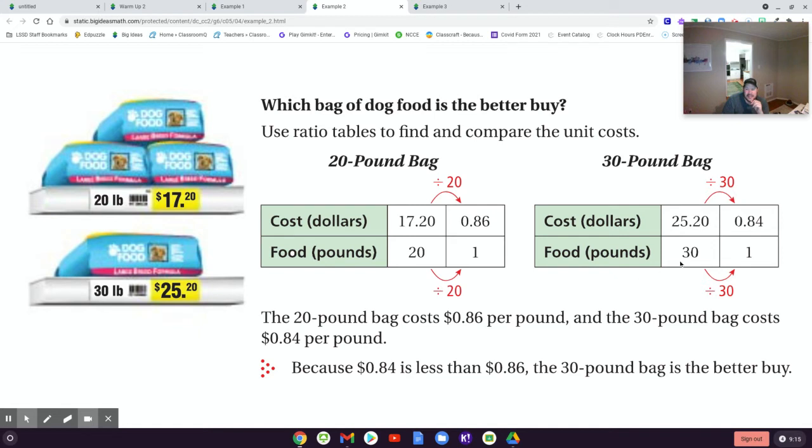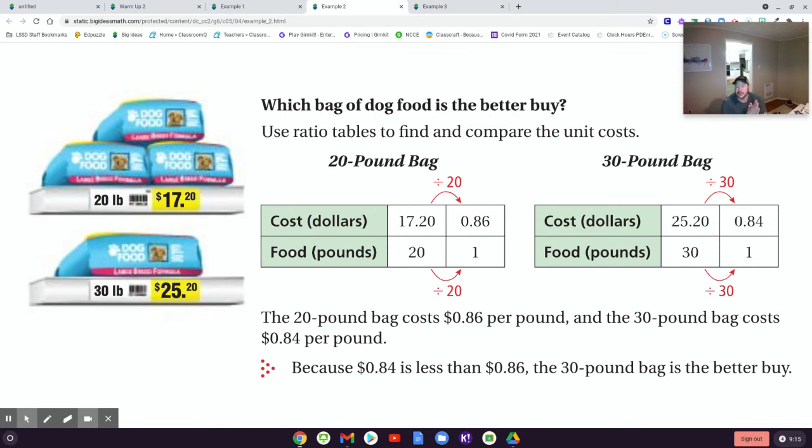This 20 and this 30 could both easily be turned into 60. So you could also take this 20 and multiply by 3 instead of dividing by 20. Do 17.20 multiplied by 3, and that'll tell you how much this is for 60 pounds. You would then double this for the 30-pound bag, and that would tell you how much the other one is for 60 pounds.